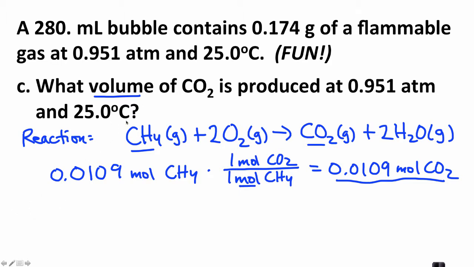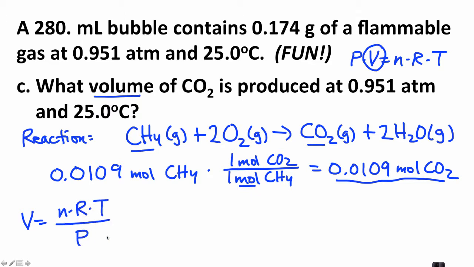But now we also have to remember that the question asks for volume. And so since we're trying to find volume, the ideal gas law, of course, has volume in it. PV equals nRT. We're interested in volume. So volume will be nRT divided by P. And in this case, volume of CO2 will be 0.0109 moles of CO2. Gas constant, 0.08206 liter atmospheres per mole Kelvin.